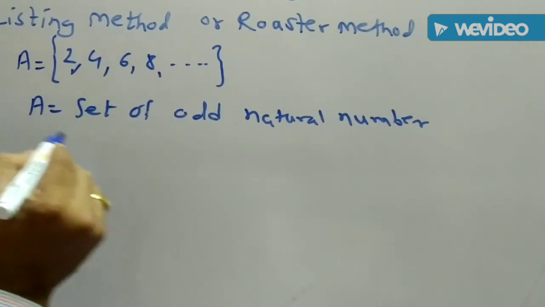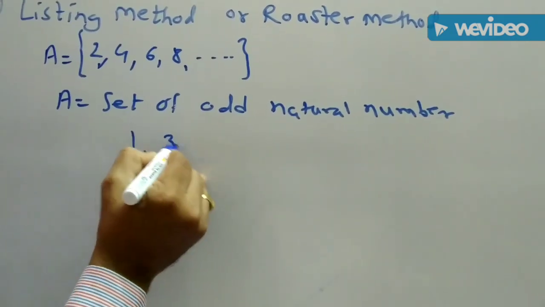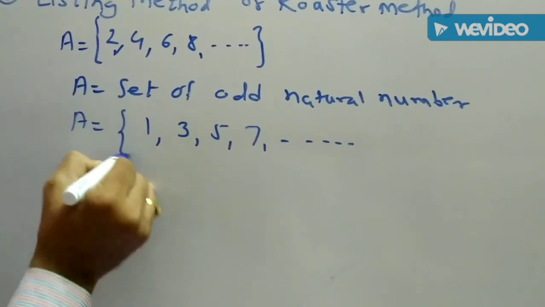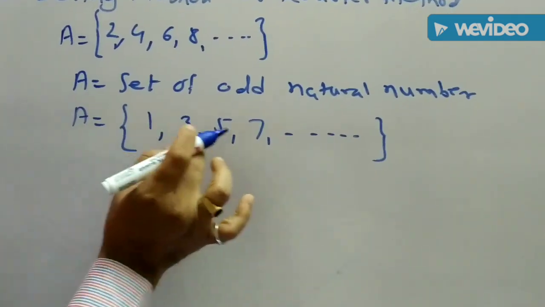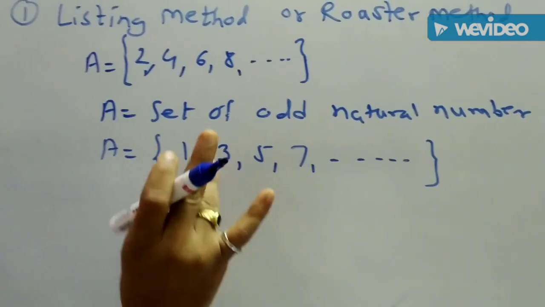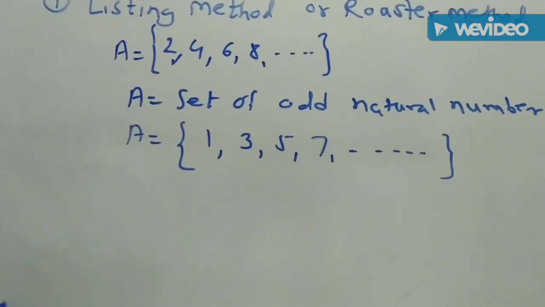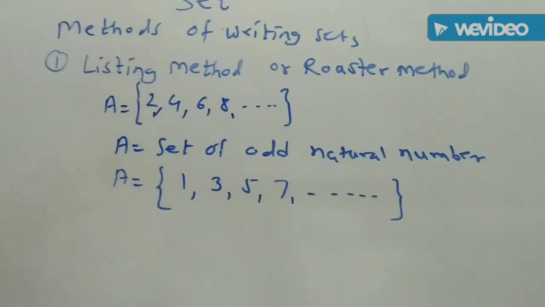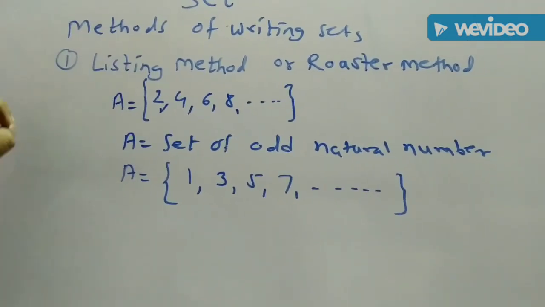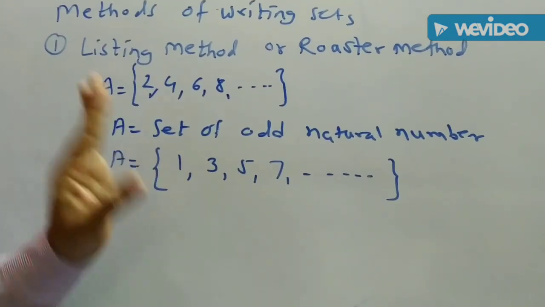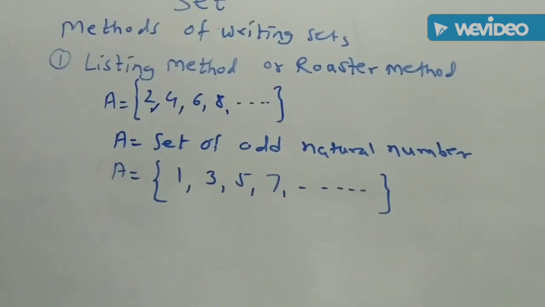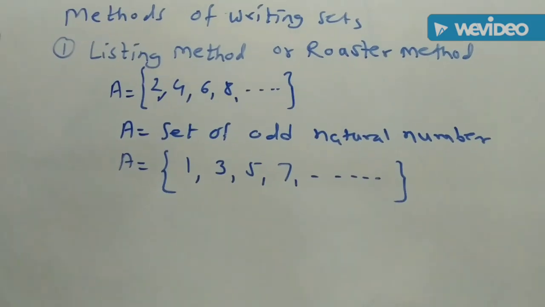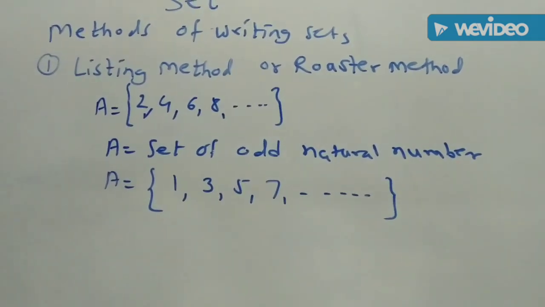Now the set of odd natural numbers. What are the odd natural numbers? 1, 3, 5, 7, and so on. And we write this in curly brackets. We write each element once, and there is a comma between two consecutive objects, and this is called simply the listing method. It is a simple method. In this method we write all the elements of the given set. And then the second method is the rule method.